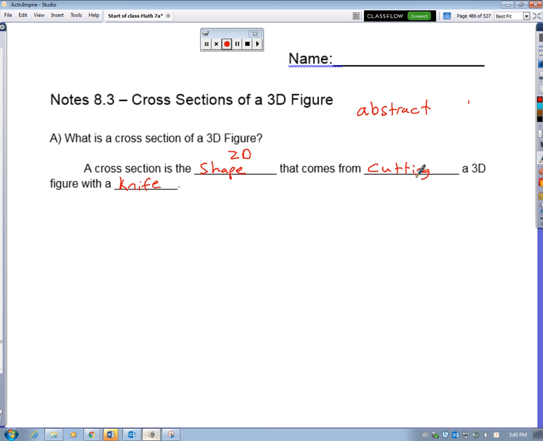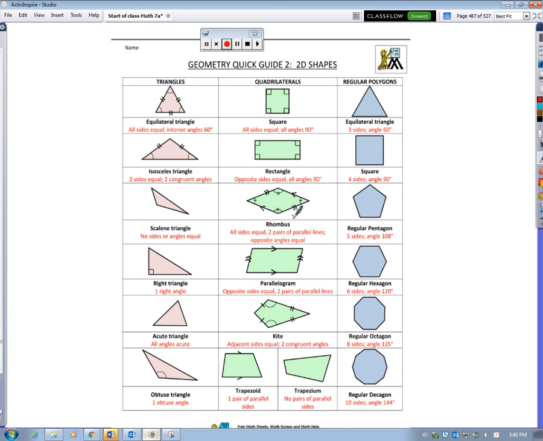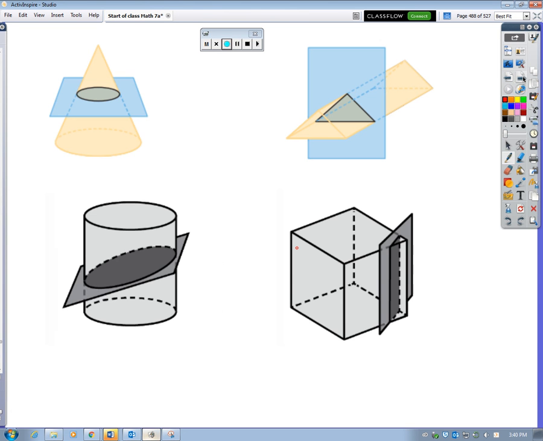Alright, and as we're going through this lesson, I've printed off a guide for you guys of some different 2D shapes, so that way you'll be able to name them correctly when we go through here and start looking at some of these shapes that'll be created by cutting the 3D figures. Okay, so let's jump right into it. Let's take a look at what we got.